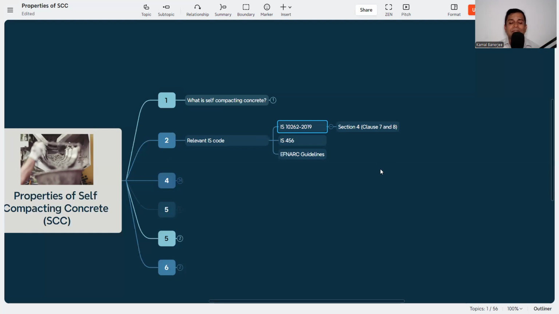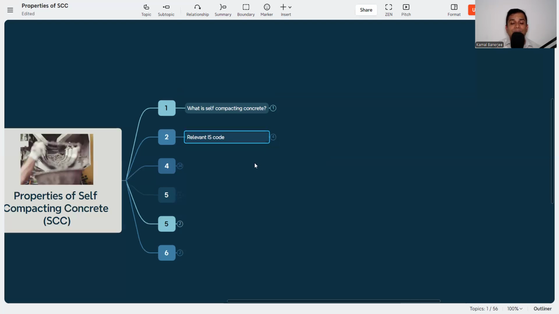Along with that, there is a very precise guideline given by the European Federation, that is the EFNARC guidelines about self-compacting concrete. It is my recommendation, please read that one, or follow, check that one. It is comprehensive and crisp and gives all the required information about self-compacting concrete. So for that we will follow these codes.